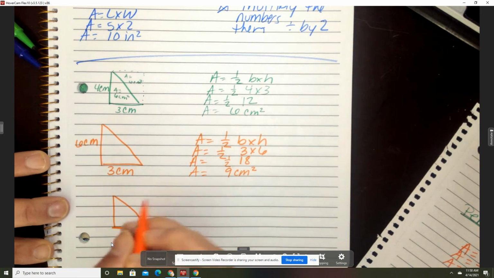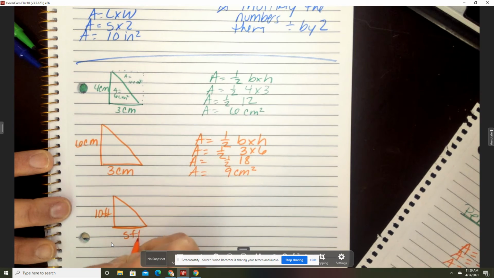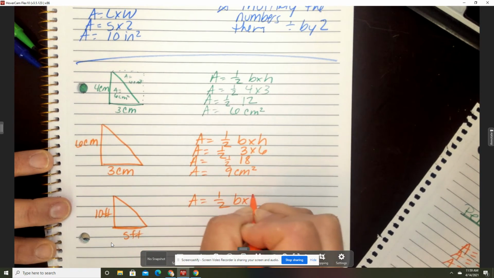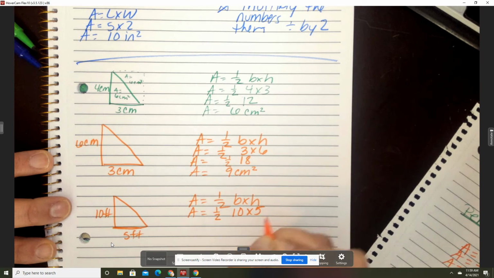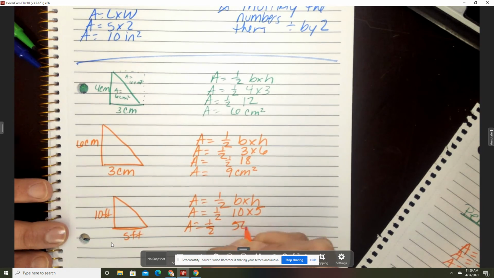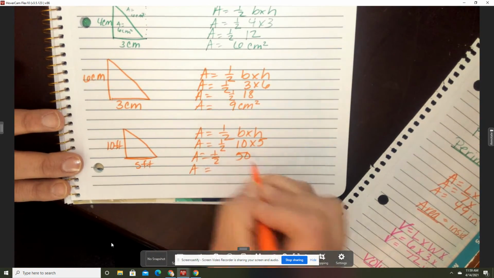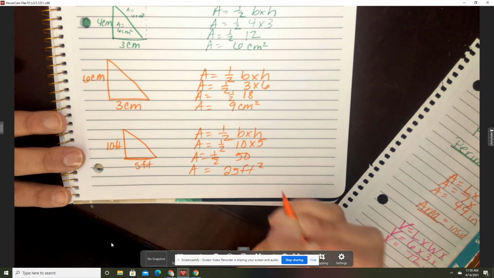One more. 10 feet by 5 feet. Area equals half base times height. Area equals half 10 times 5. And then area equals half of 50. What's half of 50? That's 25 feet squared.